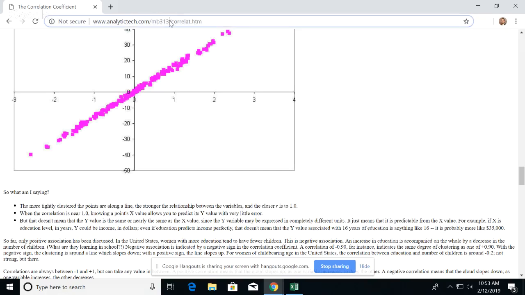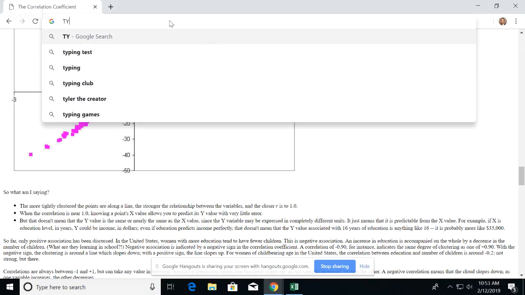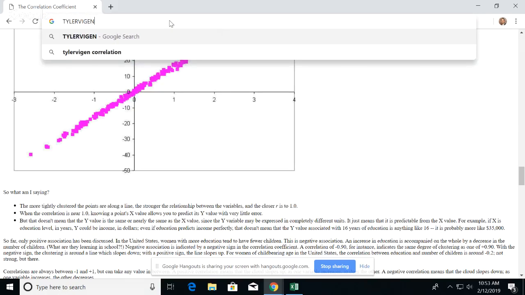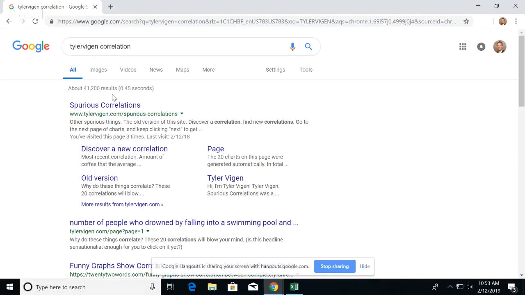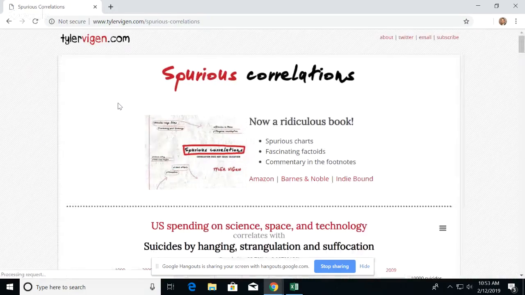This is one of my favorite websites. I wish I'd have known this when I first started teaching. Tyler Vigen. Here we go. Spurious correlations. One of the other interesting things about this website is it deals with nonlinear correlations. We are not going to deal with nonlinear. We're only going to deal with straight line. All I'm going to say is this is a straight line, and you can say yes or no. And if you say no, we're not going to do anything with it.